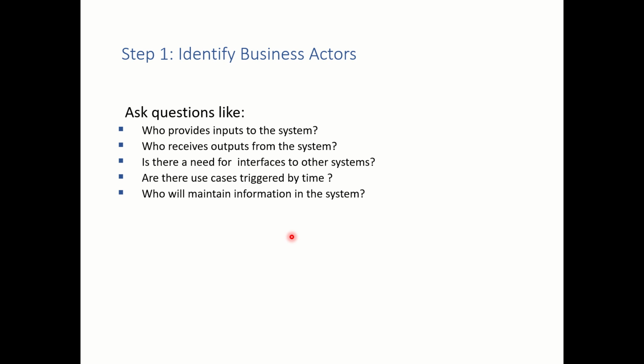So how can we identify the business actors from a use case-like scenario which is given to you? You need to ask certain questions: who provides input to the system, who will receive the output of the system, is there a need for any interface, in the sense of a website or use case interfaces, which will come in between, and are there use cases triggered by time? Who will maintain the information in the system? You can ask these questions by considering the application in your mind, and you can identify the business actors associated with the application that you're working on.